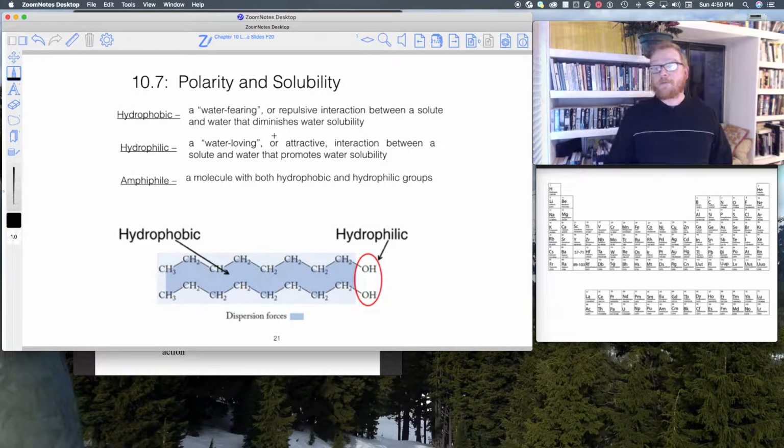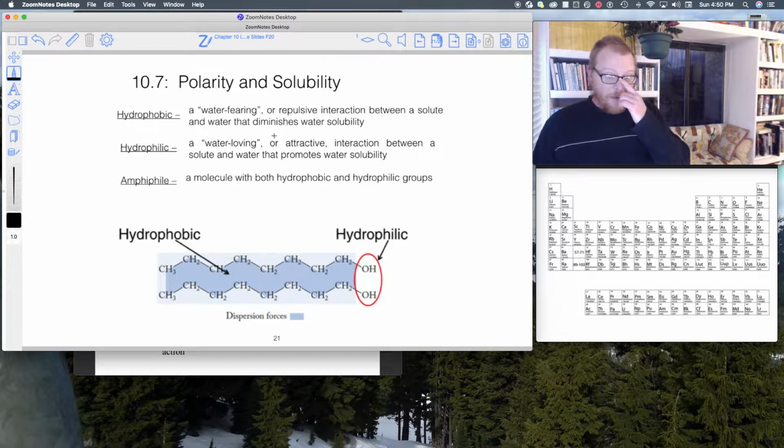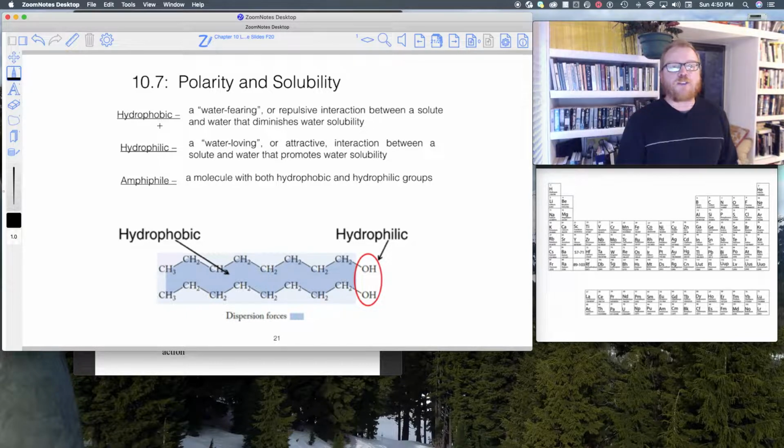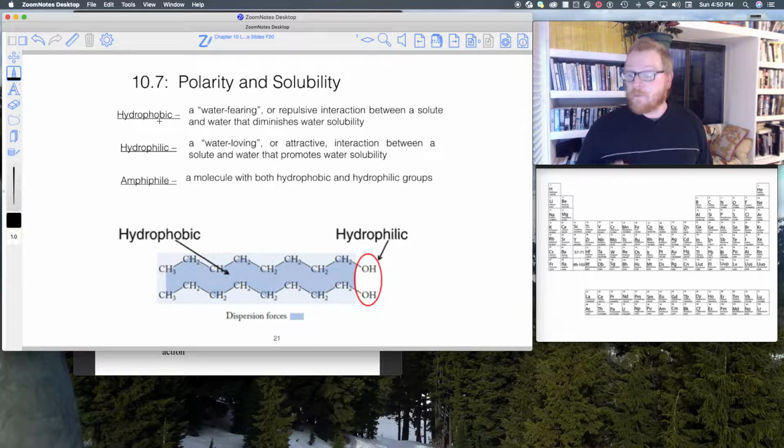Okay, polarity and solubility. So first, a couple definitions. Hydrophobic, right? Water fearing. So hydro for water, phobic means fearing. So hydrophobic is a repulsive interaction between a solute and water that diminishes water solubility. So if something's hydrophobic, it doesn't want to be dissolved in water. Okay? You might be able to dissolve a tiny little bit of it in water, but not a whole lot.